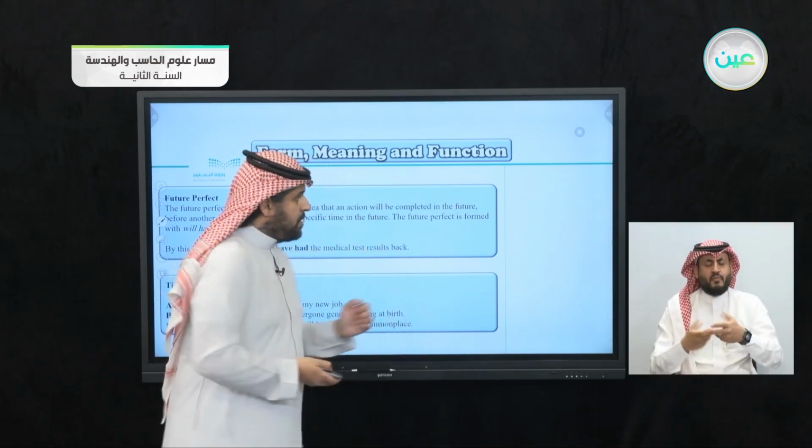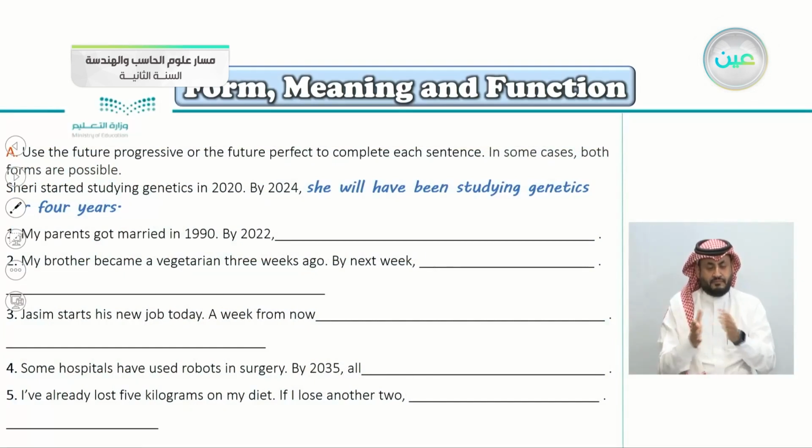So exercise A here: use the future progressive or the future perfect to complete each sentence. In some cases, both forms are possible. So sometimes both are correct. Sherry started studying genetics in 2020. By 2024, so this one is already done, she will have been studying genetics for 4 years, because 2020 and 2024, this is 4 years. So Sherry started studying genetics in 2020. By 2024, she will have been studying genetics for 4 years.